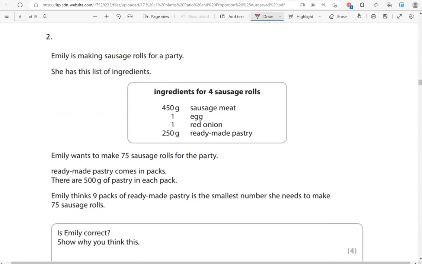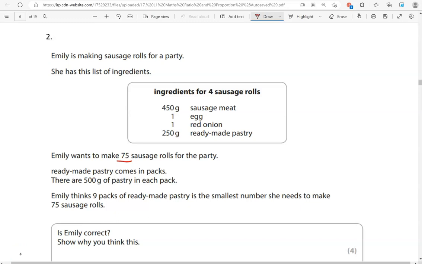Emily is making sausage rolls for a party. She has this list of ingredients. Emily wants to make 75 sausage rolls for the party. Ready-made pastry comes in packs. There are 500 grams of pastry in each pack. Emily thinks 9 packs of ready-made pastry is the smallest number she needs to make 75 sausage rolls. Is Emily correct? Show why you think this.